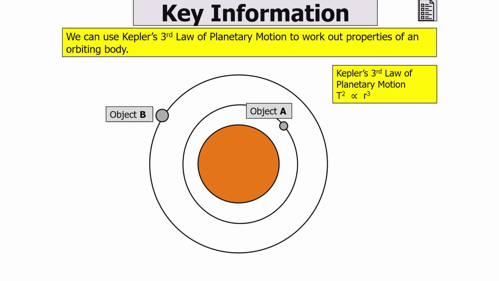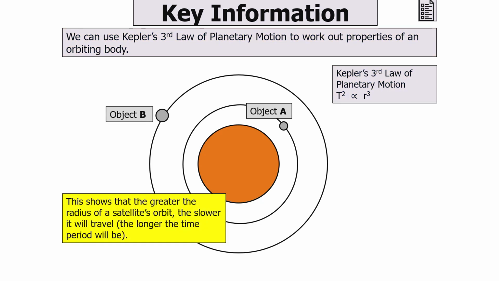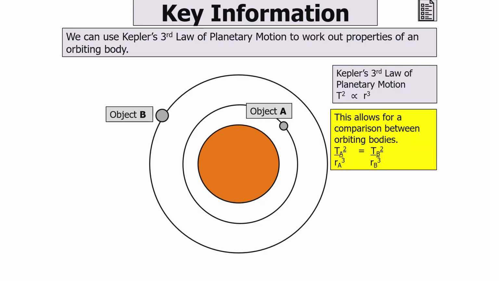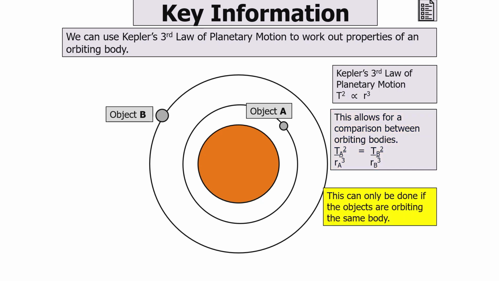Now we can use Kepler's third law of planetary motion to work out the properties of an orbit and body, remembering that Kepler's third law of planetary motion is T squared is proportional to r cubed. Firstly, it shows that the greater the radius of a satellite's orbit, the slower it will travel, the longer its time period will be. So the greater the orbital radius, the longer the time period. And then conversely, the shorter the radius, the faster the time period. Now Kepler's third law of planetary motion also allows for a comparison between orbit and bodies, where we can say T squared over r cubed for one object is equal to T squared over r cubed for another object. But this can only be done if the objects are orbiting the same body.